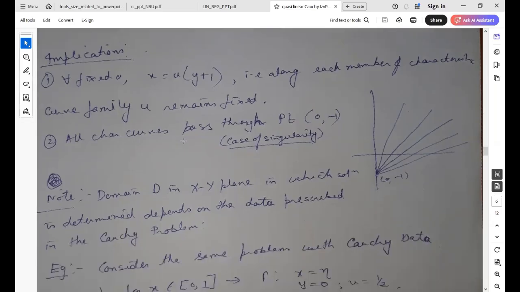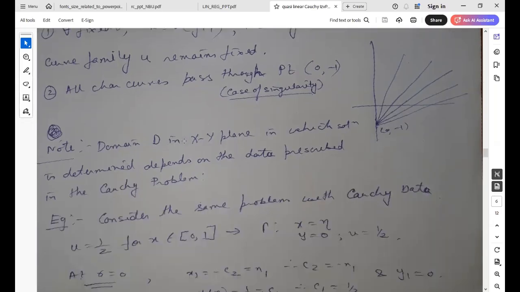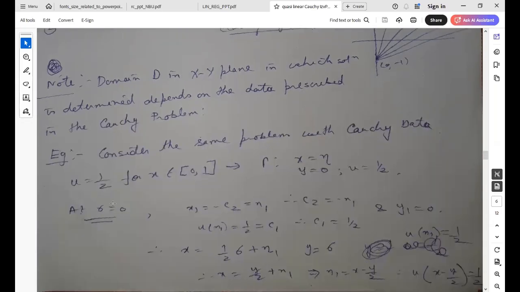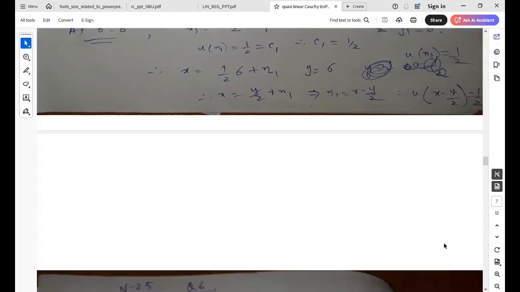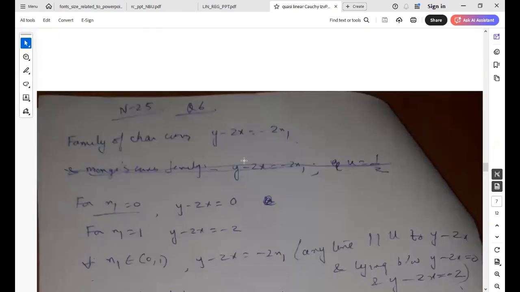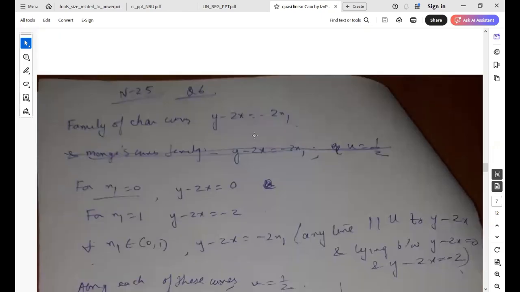Let us consider another example that will help us understand more easily. Suppose u equals half for the same initial data curve, that is x equals eta, y equals 0, u equals half, with eta varying between 0 and 1. Again, following the same steps we have just done, we can easily find u as a function of x minus y by 2 equals half. So along this curve, u is taking the value half. So the family of characteristics is given by this.